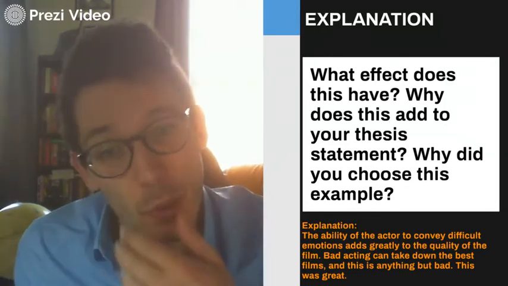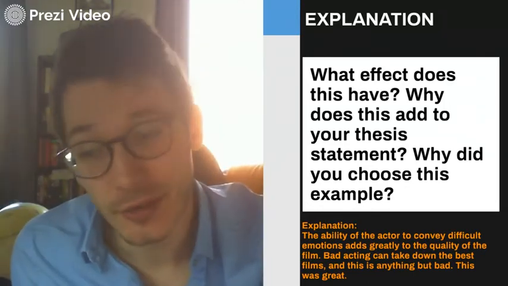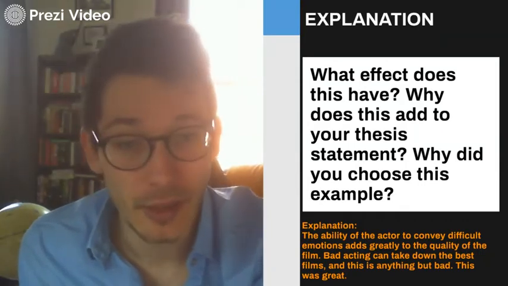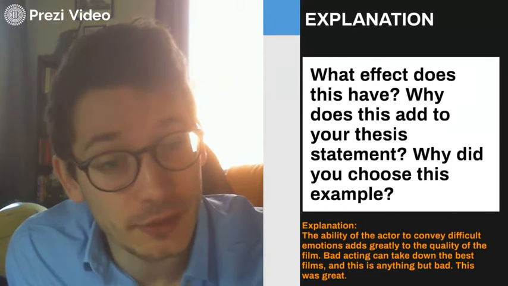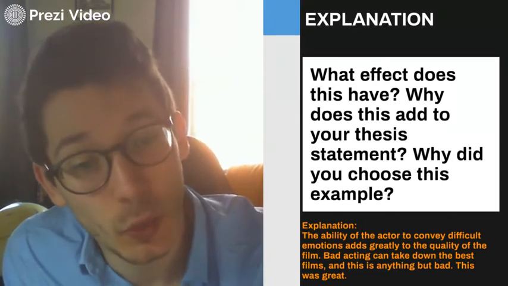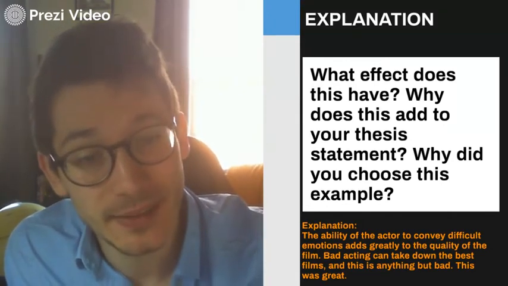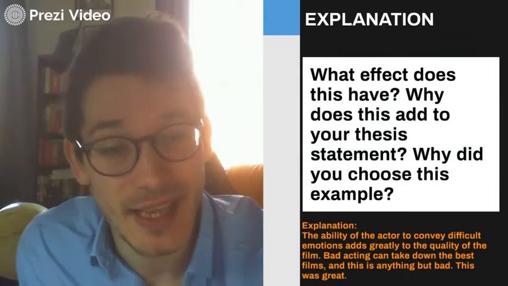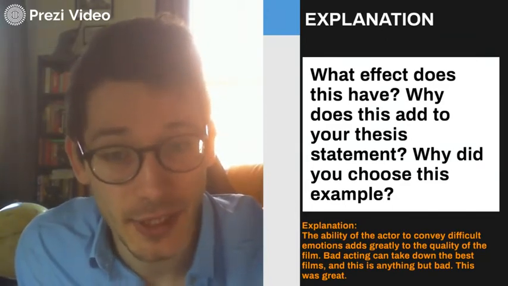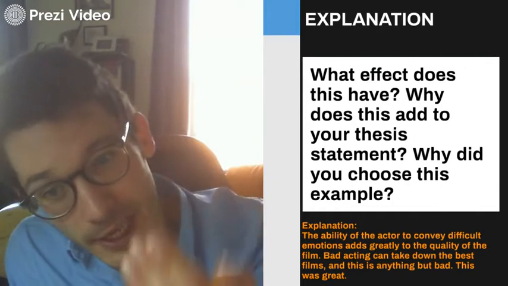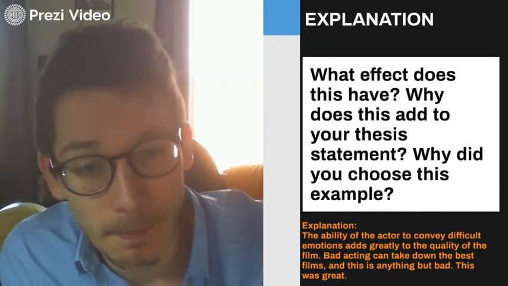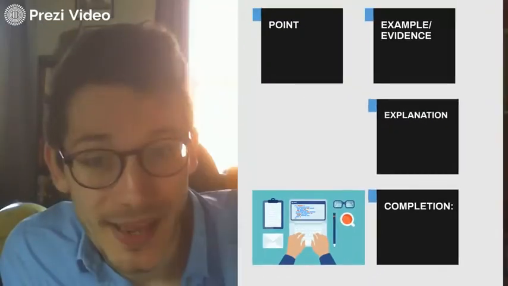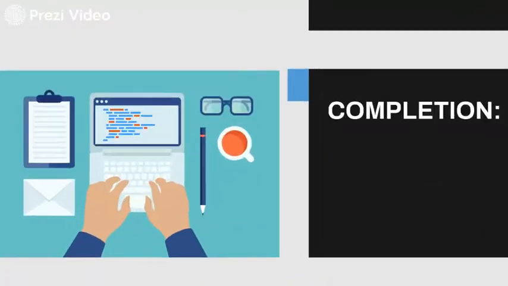In my case, having spoken about a scene where I think the child actor does a really good job, the explanation that comes after would be: the ability of the actor to convey difficult emotions adds greatly to the quality of the film. Bad acting can take down the best films, and this is anything but bad. This is great, right? So I've explained why that example adds to the quality of the movie. That would finally make the entire paragraph the following.